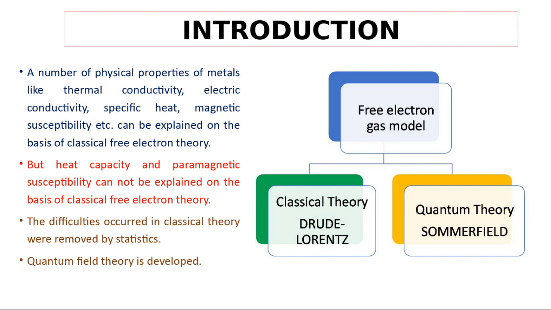So in this chapter, we will discuss the free electron gas model, and this free electron gas model can be explained by the classical theory of free electrons. Many physical or electrical properties of the metals can be explained using the classical theory of free electrons, like thermal conductivity, electrical conductivity, specific heat, magnetic susceptibility. So these are some properties that can be easily explained by the classical theory of free electrons.